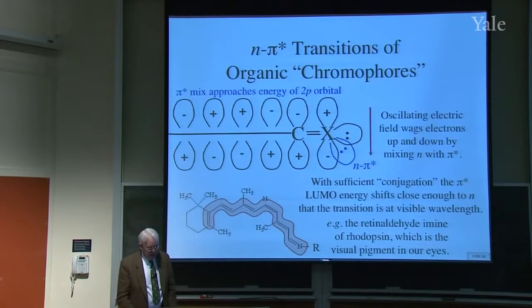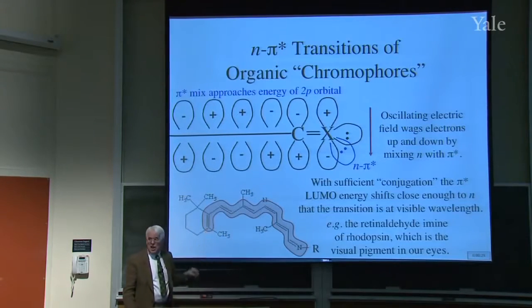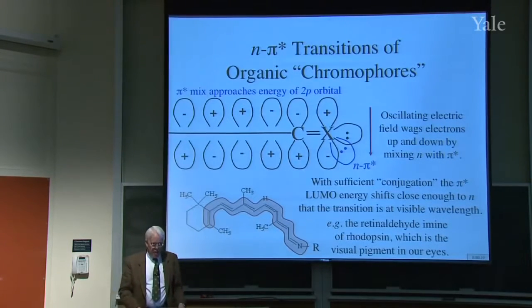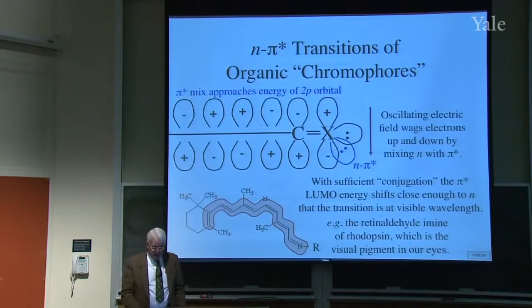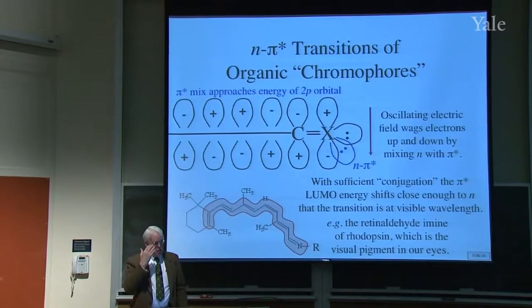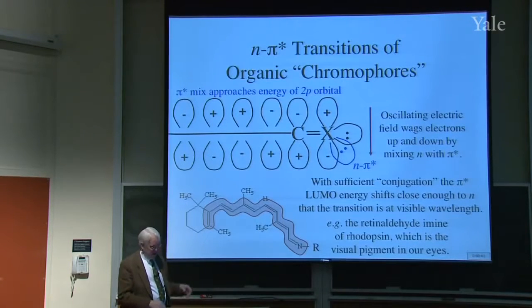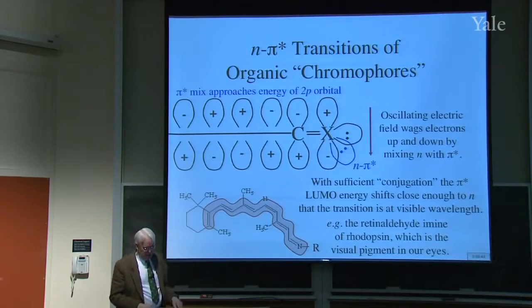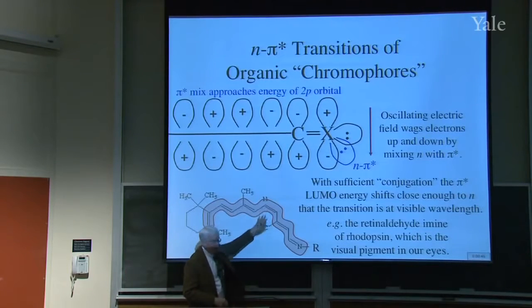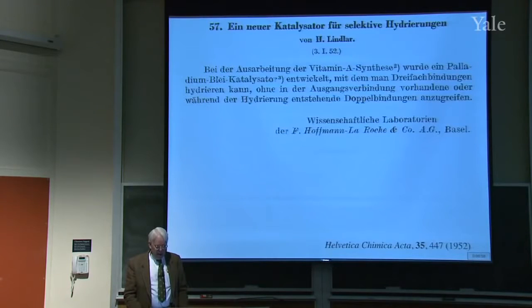So for example, this molecule, which has an unshared pair on nitrogen here, which could mix with pi star of this really long conjugated system, right? That's retinaldehyde. That's the imine of retinaldehyde. That's what's in rhodopsin. That's the light-sensitive stuff in your eye. So when light comes in, it excites this transition, and it triggers then to your brain and so on, because the cis isomer changes to the trans isomer at this double bond, right? And that's how you see, right?